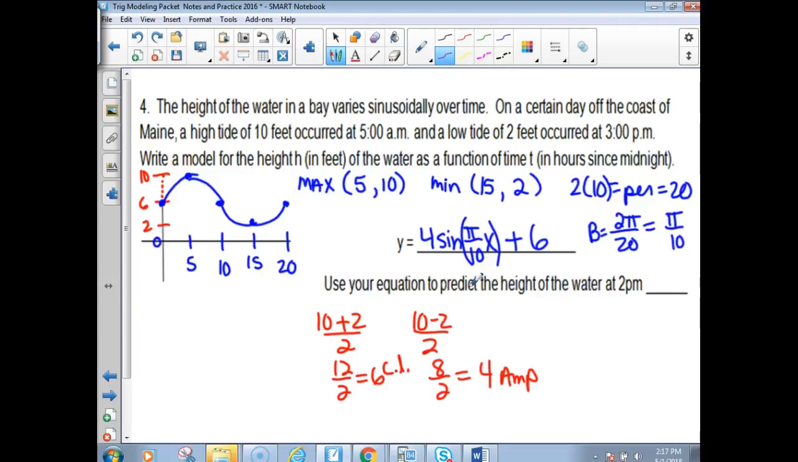Now it says use your equation to predict the height of the water at 2 p.m. Okay, now here's what I suggest. You go look at the picture for a minute, and you say, well, wait a minute. This is 5 a.m. That's 10 a.m. 15 was our 3 p.m. And remember, this was good for 15 hours after midnight, okay? 3 p.m. So that means that if I want to know at 2 p.m. what the height is, then it would be back here, right?